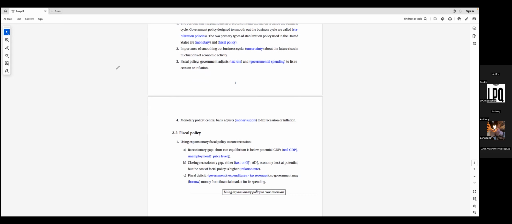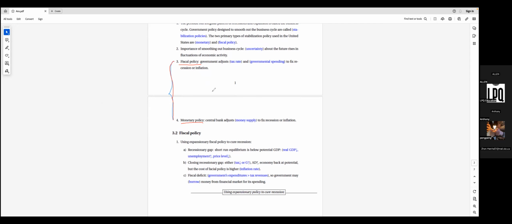So basically, in later chapters, we will learn two different kinds of policy that can speed up the overall recovery process. In notes number three, we'll focus on fiscal policy. And next week, we will do monetary policy. Two kinds of things we can do to speed up the recovery process.